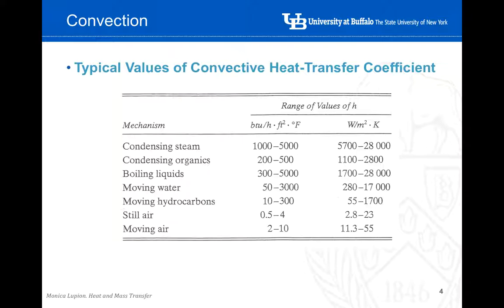In this table here, there are some ranges of values of the convective heat transfer coefficient. You can see, for instance, how the still air has a lower heat transfer coefficient than the moving air. That is, natural convection usually implies a lower heat transfer coefficient, and therefore the heat transfer rate is normally lower when it's natural convection.